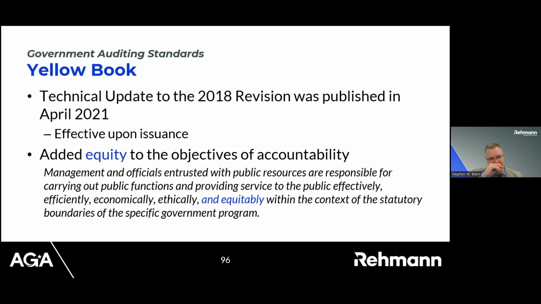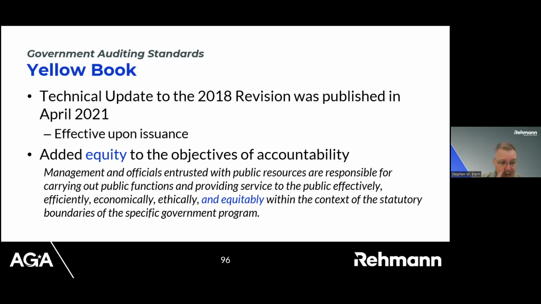All right, what changed in the Yellow Book? 2018 is still the official revision number that we're on, but there was an update in April of 2021 that was effective on issuance that's called a technical update. So they're still calling it the 2018 revision, April 2021 technical update edition. It's a confusing name. They added equity as an objective of accountability.